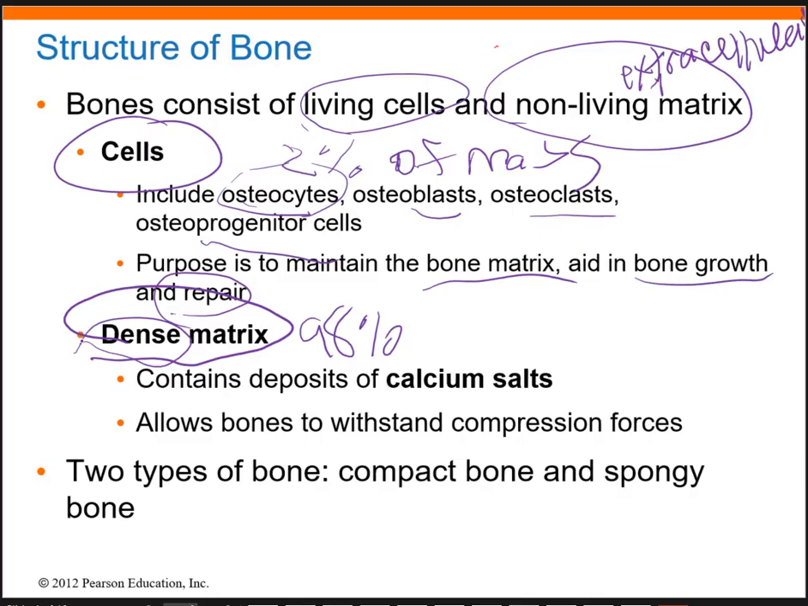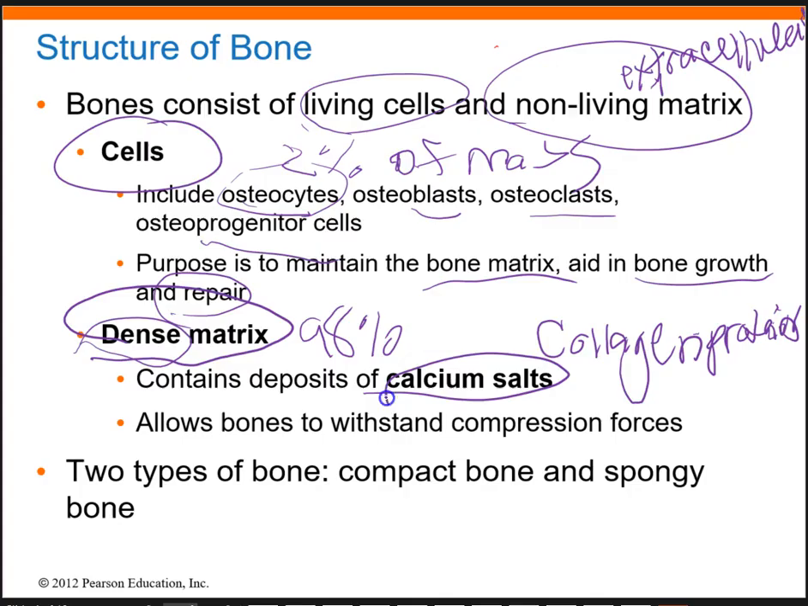The matrix, the extracellular stuff in your bones, is made out of a lot of collagen and other similar proteins, and then tons and tons of calcium salts. What we see is that collagen builds a substructure or a framework, and then the calcium comes and gets packed in here, and there are all different types of calcium salts, but the calcium gets packed in, and that makes this really strong bone matrix.